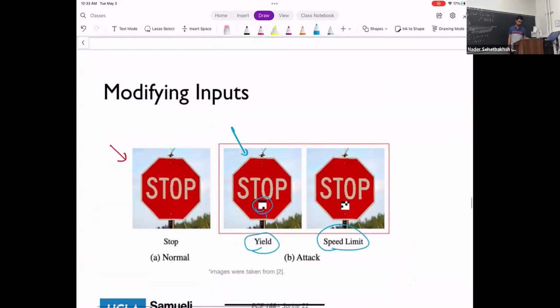So for example, obviously, someone can examine this and say, oh, there's a small patch added to the stop sign. But there are actually attacks that try to make this a little bit more invisible as well. So it's not very simple for people to easily say, oh, there is an attack. But this still is slightly easier to distinguish from a normal input.